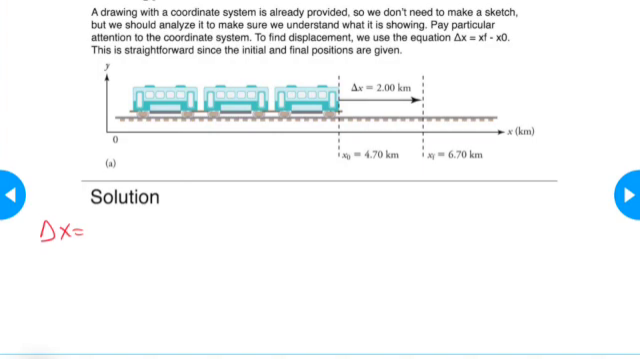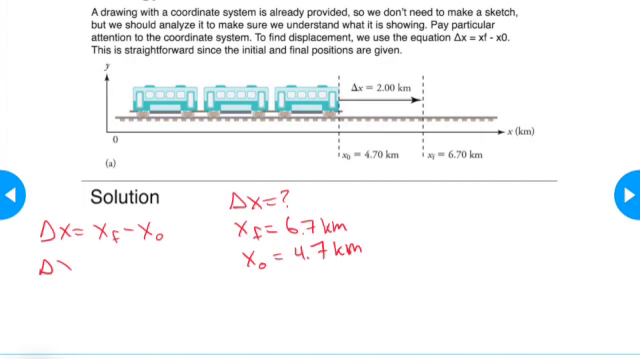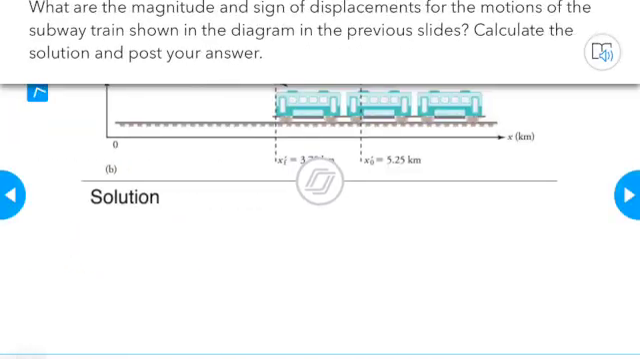So we're looking for displacement. Remember, displacement is final minus initial positions. So looking for displacement, final position is 6.7 kilometers, and initial position is 4.7 kilometers. So plugging those in, 6.7 minus 4.7 gives us a displacement of 2 kilometers, which is exactly what they have. It is positive, it's moving to the right, so it works out just as we would expect it to.